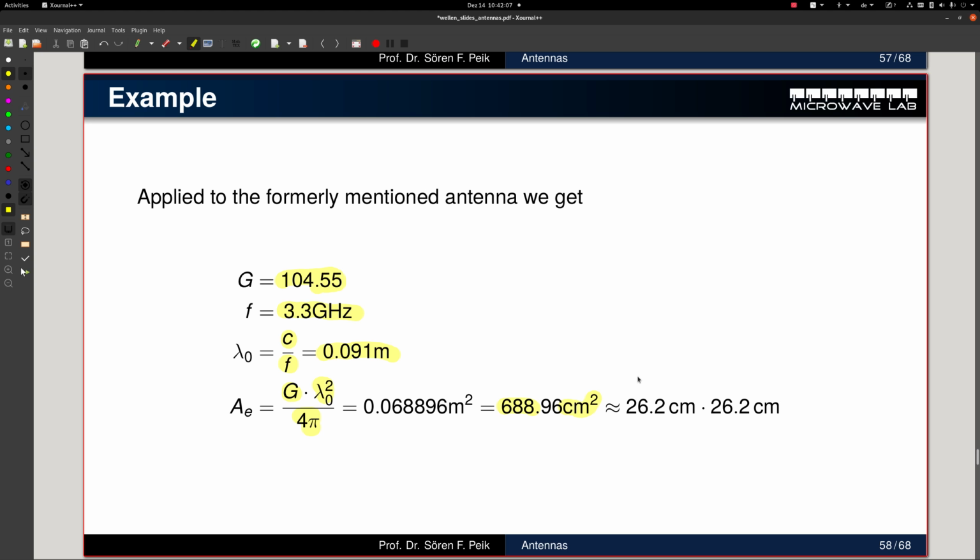I do not have a photograph of the antenna, but this is roughly the size of the antenna itself. That's why the effective area is roughly identical to the physical area.